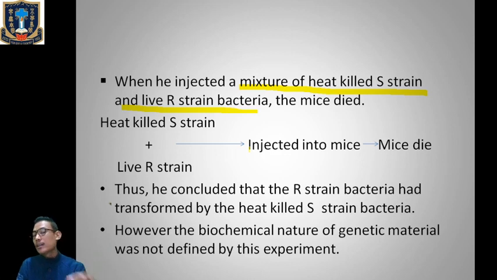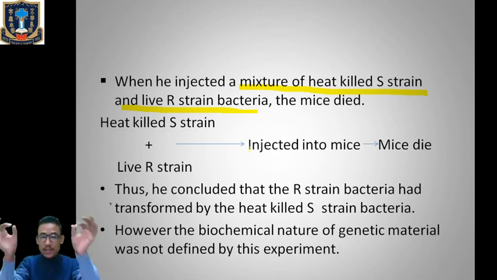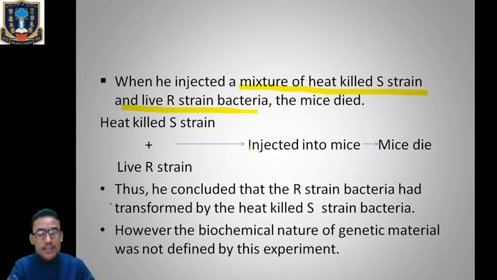However, the biochemical nature of genetic material was not defined by this experiment. He just said that there is some genetic material that has been transferred from the heat-killed S strain to the R strain, which was responsible for the transformation of non-virulent R strain into virulent S strain. But which genetic material was responsible for the transformation, this experiment could not define. So this is the transformation principle which was done by Griffith.